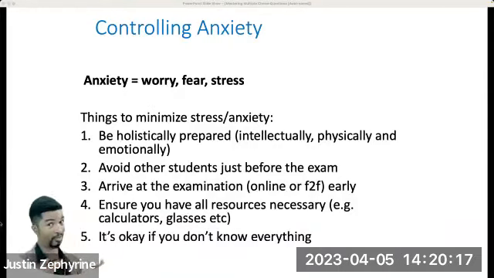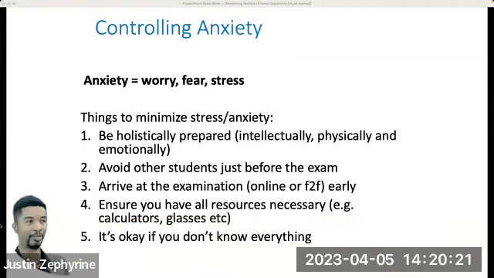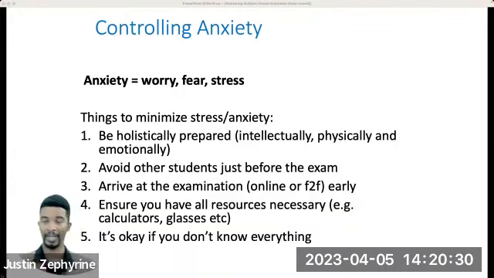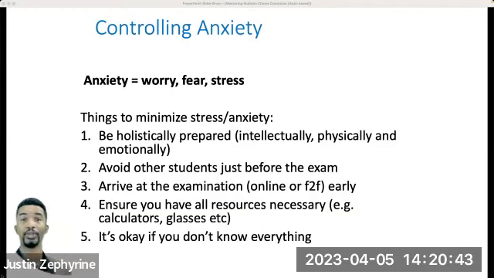Arrive to the examination, whether it's online or face-to-face, early, but not too early, because if you're too early, you're probably going to encounter students who will make you nervous as well, right? So I like to arrive within half an hour before the exam, find a quiet space, and then go to the exam room when I'm needed, because you don't want to cut it too close and then forget your calculator, or whatever it might be, because in some fields you need certain devices.